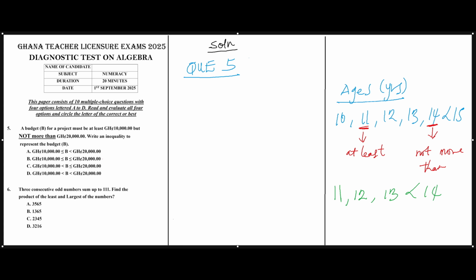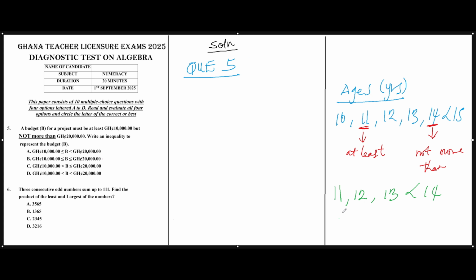So if it shouldn't be more than 14, then it means that it can be 14. Just that it shouldn't be more than 14. So these are the categories of students that can be selected for the program. So can we represent this using inequality?